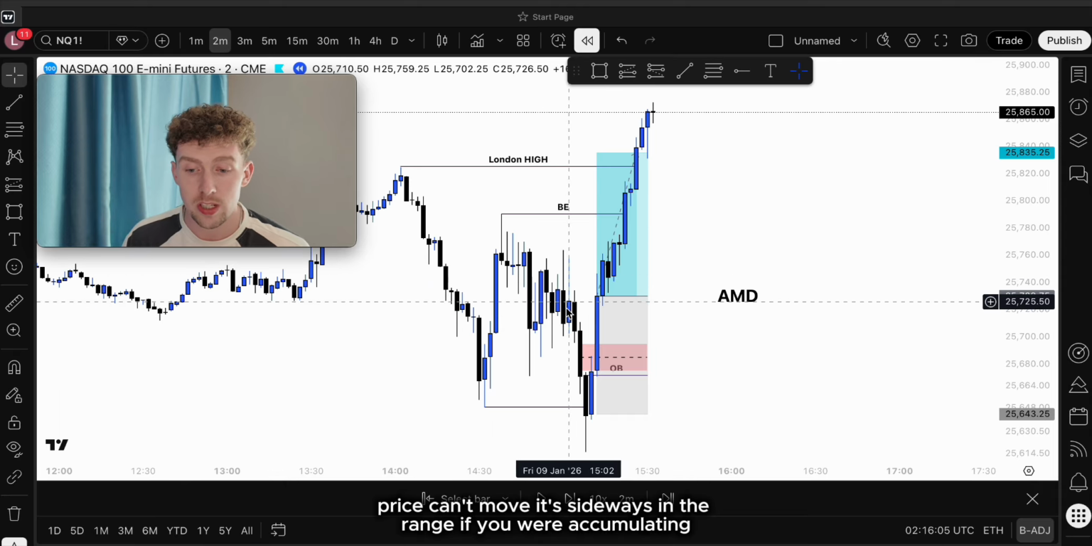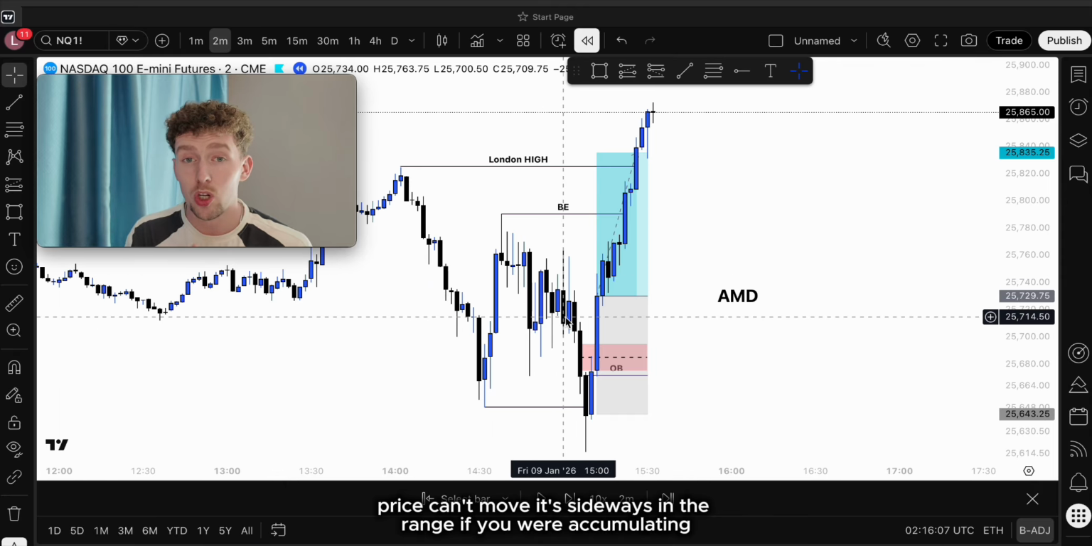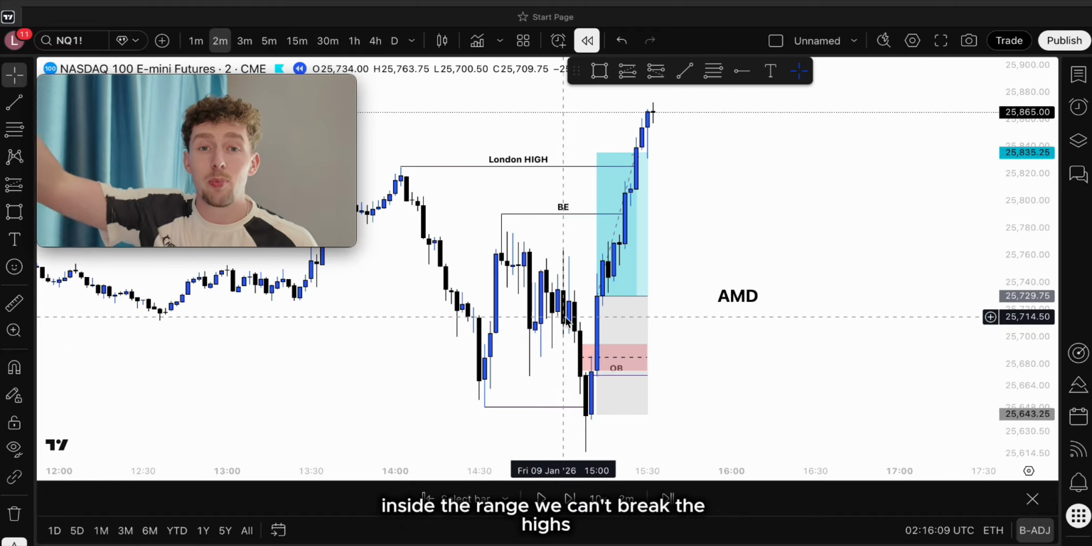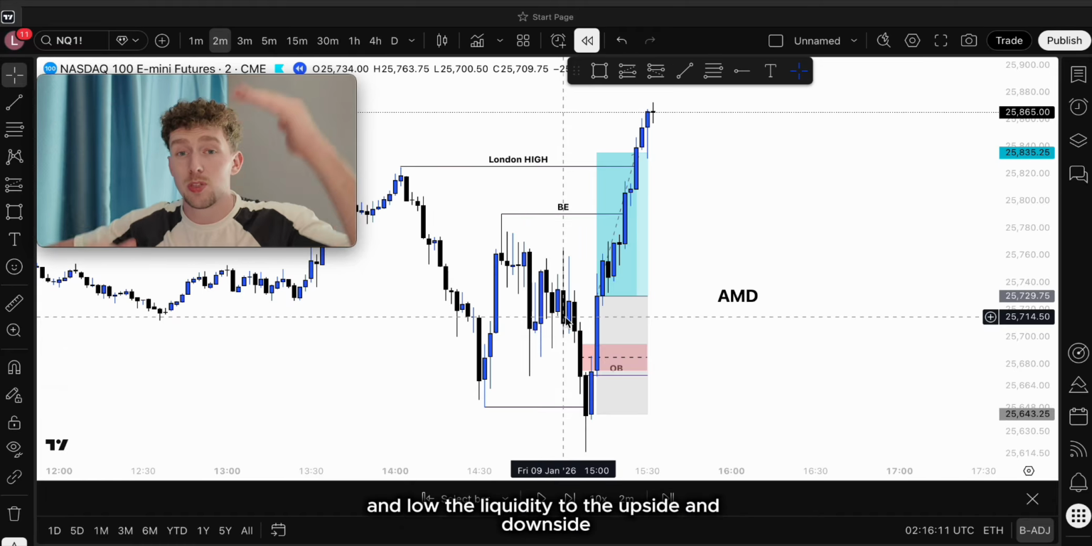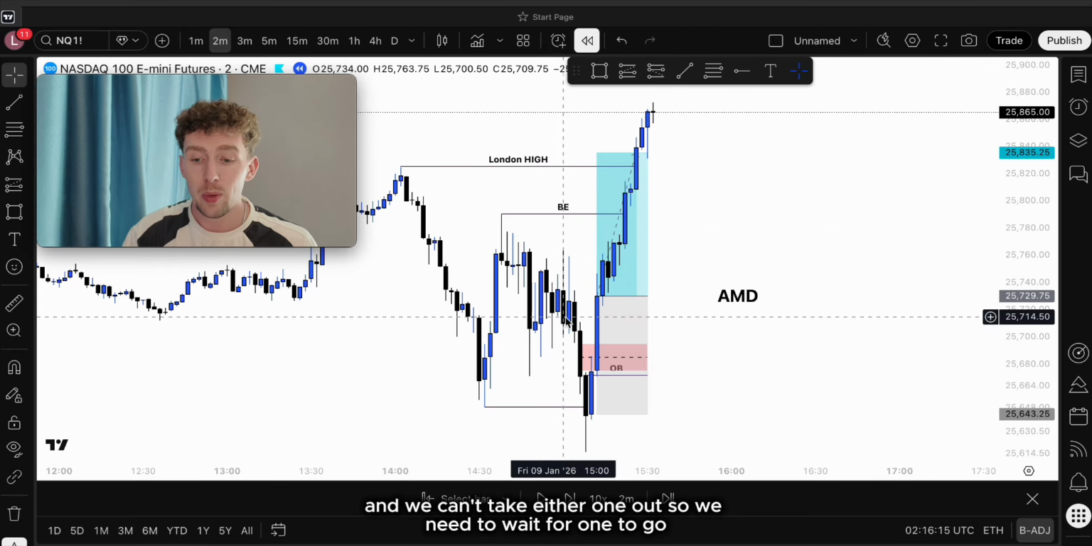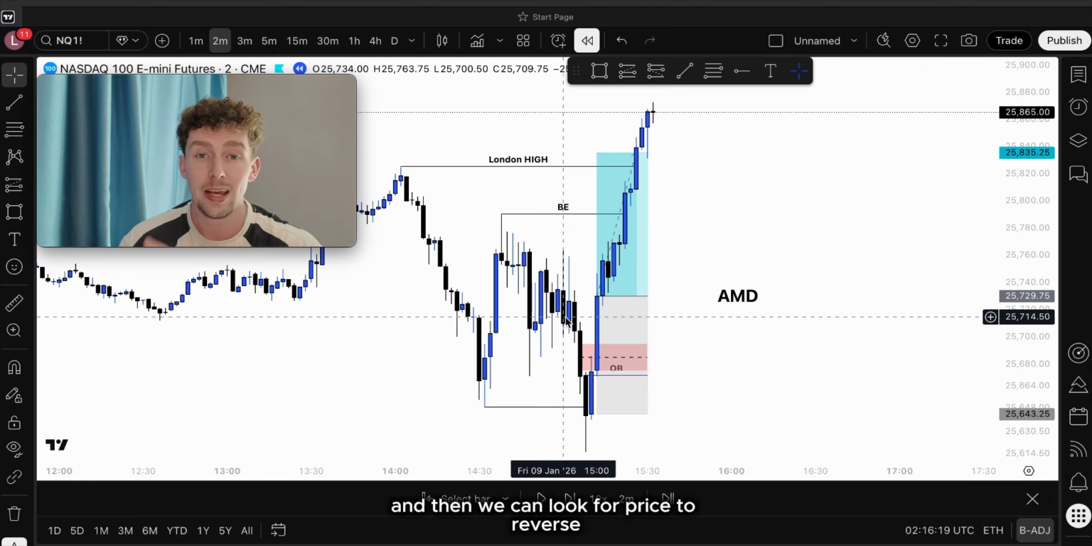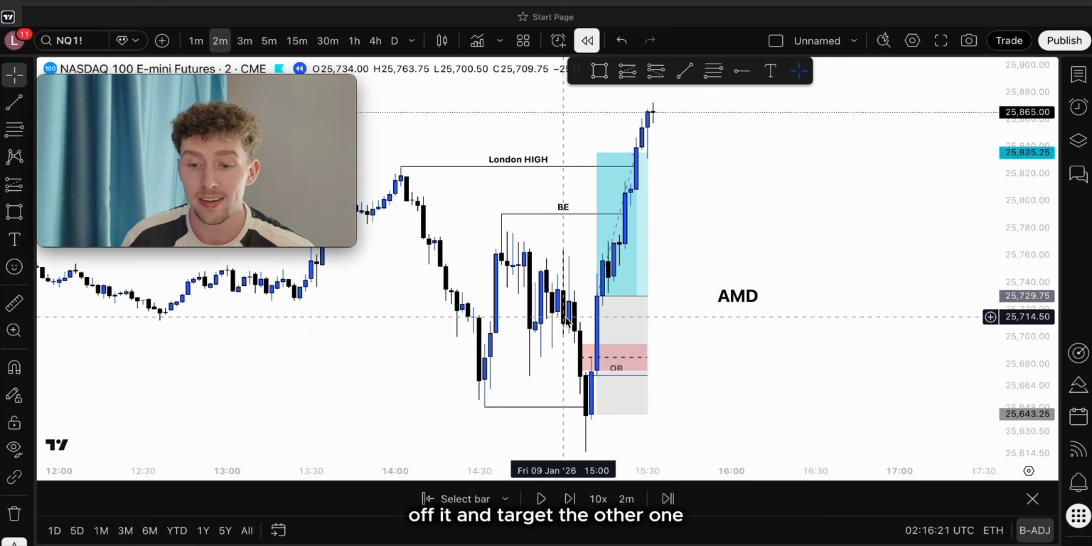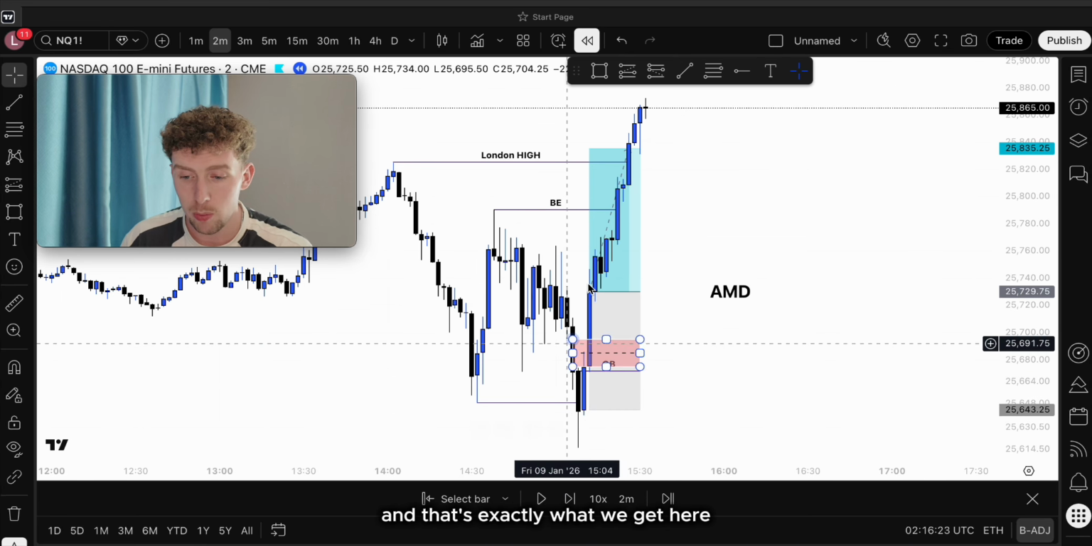Price can't move. It's sideways in the range. Like we're accumulating inside a range. We can't break the highs and lows, the liquidity to the upside and downside. We've got draws on both sides of the range and we can't take either one out. So we need a way for one to go, and then we can look for price to reverse off it and target the other one. And that's exactly what we get here.